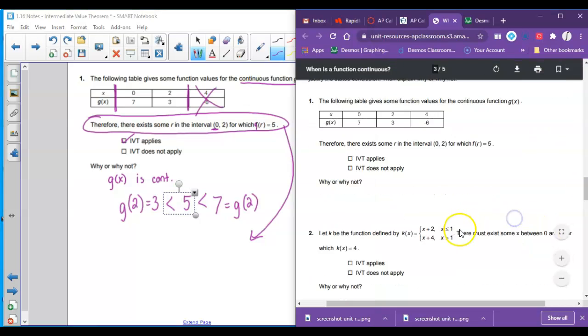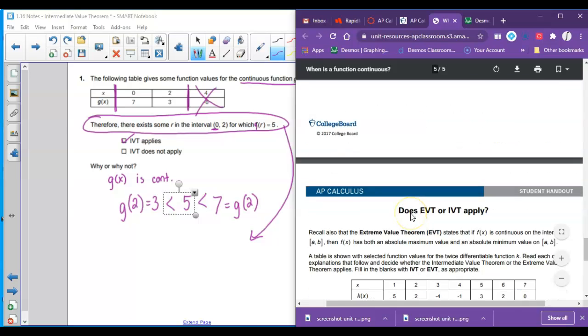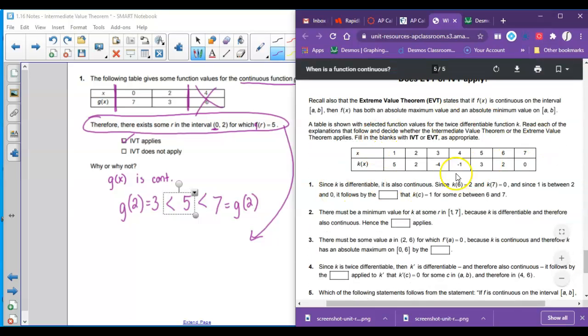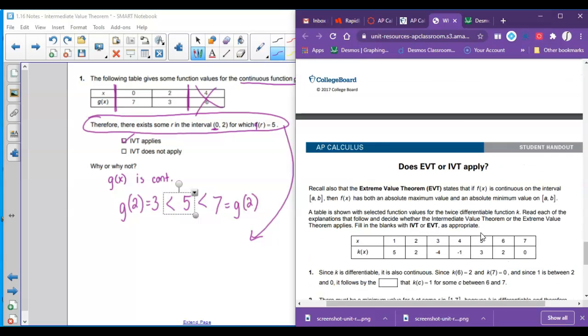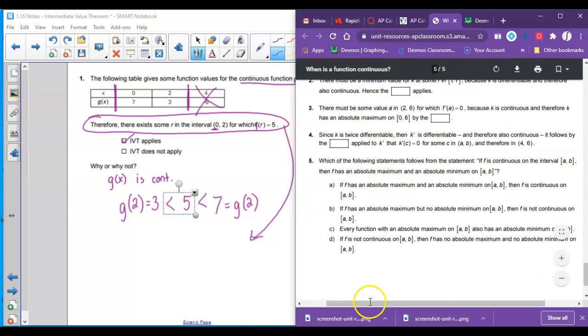Whenever you get down here to the end, it's going to give you this table, and it's going to ask you several different questions about these things here. So read through those carefully. We will go over, especially this last part, in class on Tuesday.